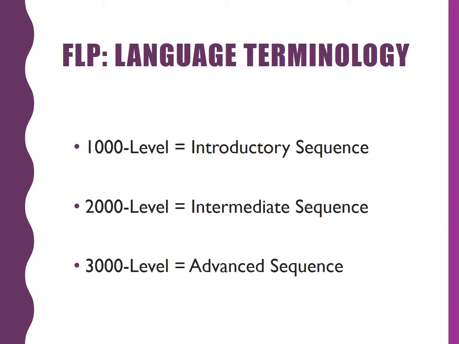Language terminology is really important if we're going to understand the foreign language requirements. The 1000 level tends to be what we call the introductory sequence. 2000 level classes are the intermediate sequence, and 3000 levels are the advanced sequence. It's pretty basic and easy to understand, but it's important to understand those steps because that plays a part when we start talking about where proficiency starts to happen.